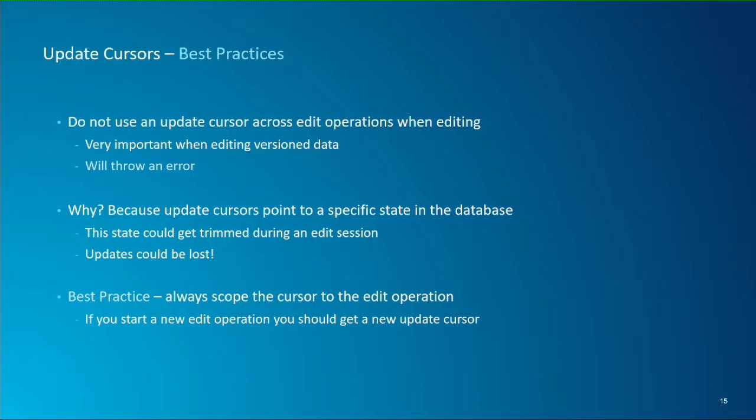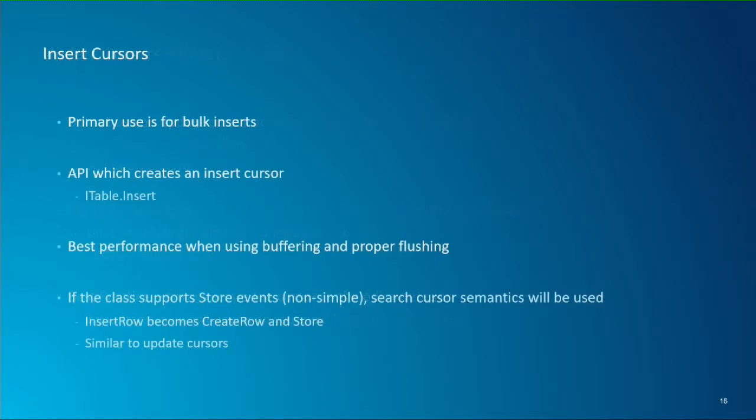But the main point here is cursors actually do reference a particular state inside the geodatabase. So if you keep them open across different edit operations, the state management logic can get confused and you can lose some of your updates. So you always want to scope a cursor to the particular edit operation. When the edit operation is over, all your cursors should be closed down. Actually, right now, if you don't close them, then you'll get an error if you try and reuse them on the next edit operation.